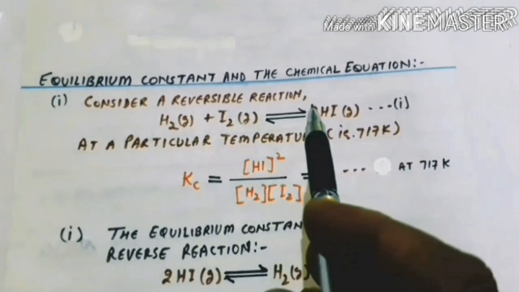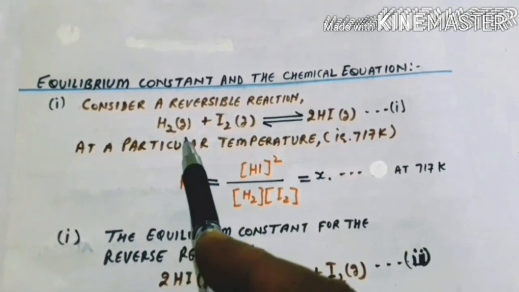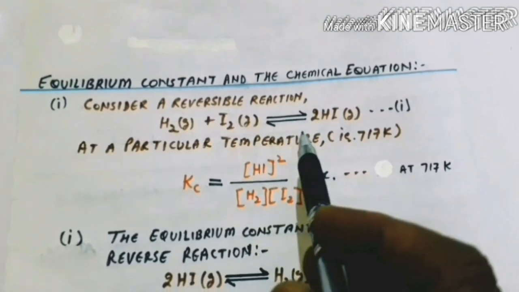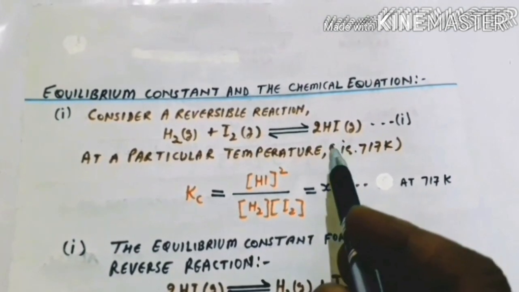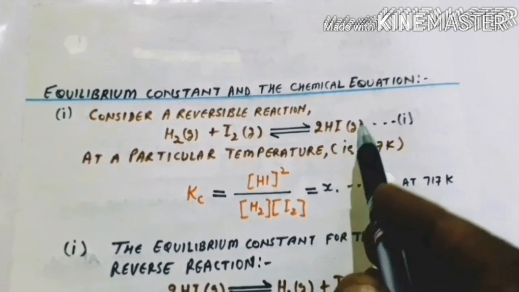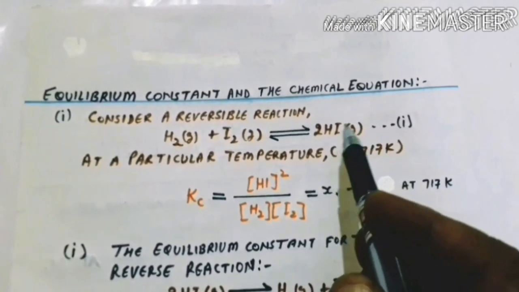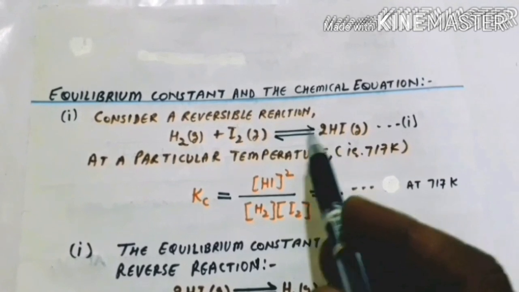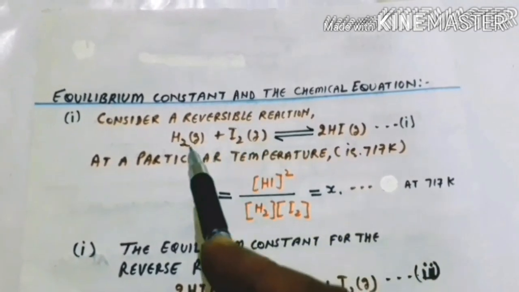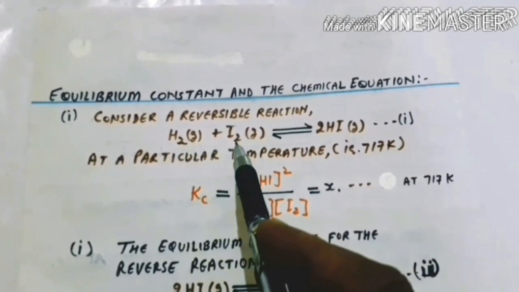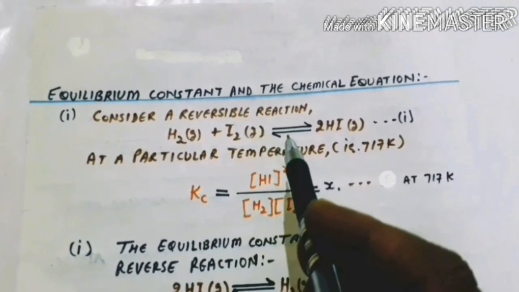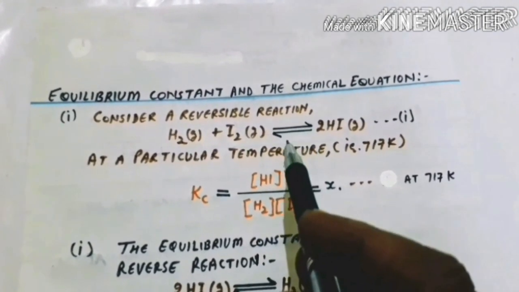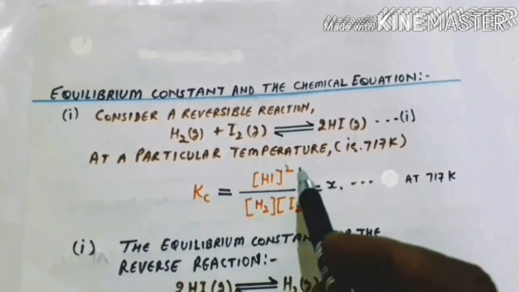Consider a reversible reaction in which 1 mole of hydrogen gas reacts with 1 mole of iodine gas in the forward direction to produce 2 moles of hydrogen iodide gas as product. So 2 moles of hydrogen iodide product in the backward direction decompose to give back the reactants, that is 1 mole of hydrogen gas and 1 mole of iodine gas. Consider this reaction proceeds in a closed vessel at constant temperature and at dynamic equilibrium.